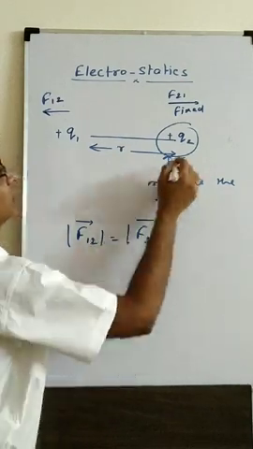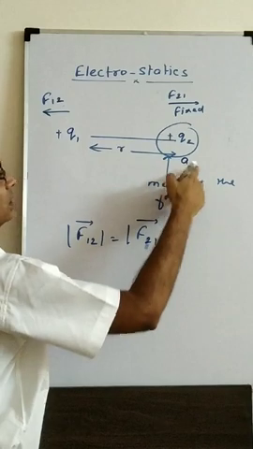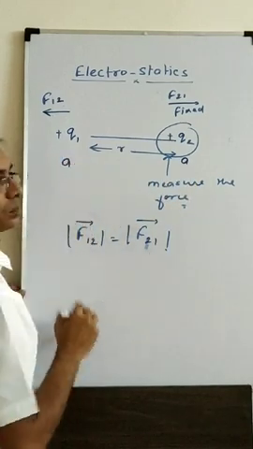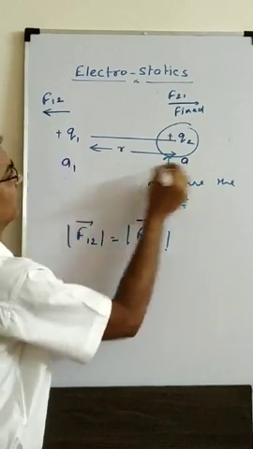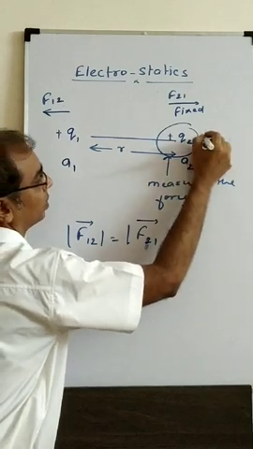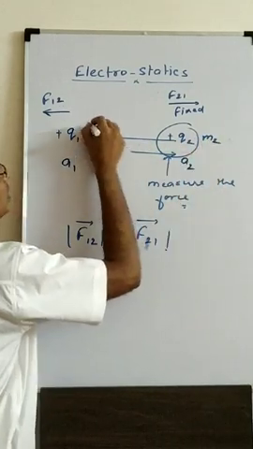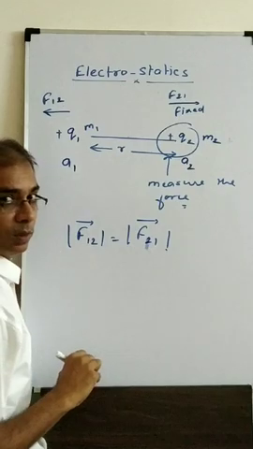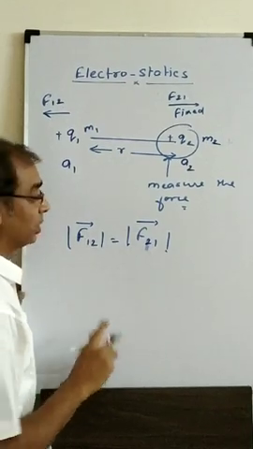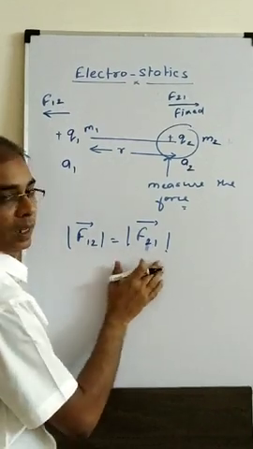The same way we can calculate acceleration also, this acceleration and this acceleration. Acceleration may be different. Why? Because masses can be different. This is m2 and this is m1. So acceleration will be different because of the masses, but the force on both is equal and opposite.